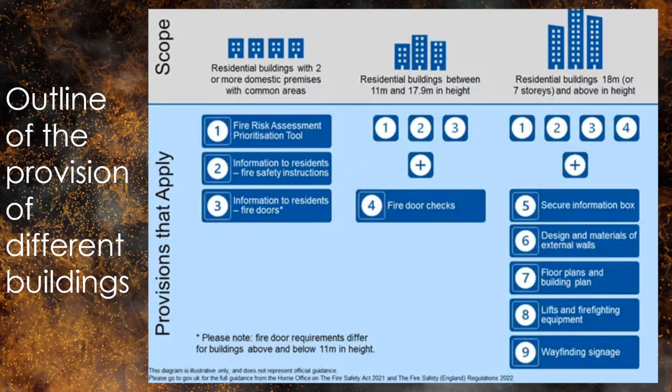So to help us understand those requirements relating to the height of the buildings, it's quite helpful, I think, for us to show this in picture form. So for buildings under 11 metres in height that are residential buildings with 2 or more domestic properties, they need to complete the fire risk assessment using the prioritisation tool. This is an online government tool which is used to capture the fire risk assessments that have been carried out on buildings.